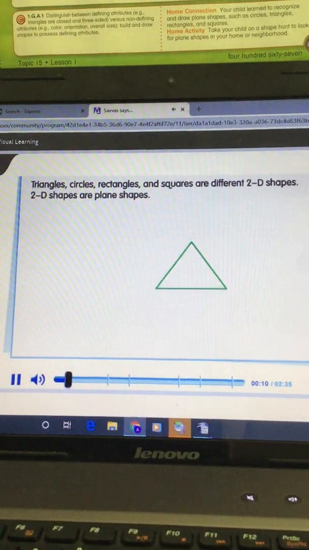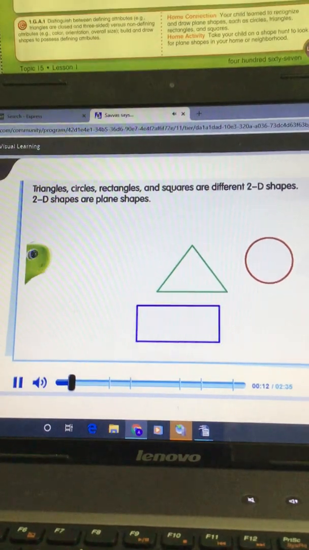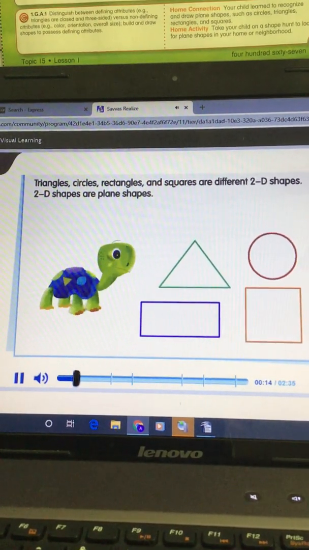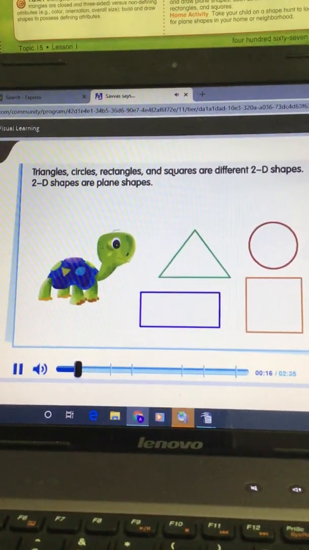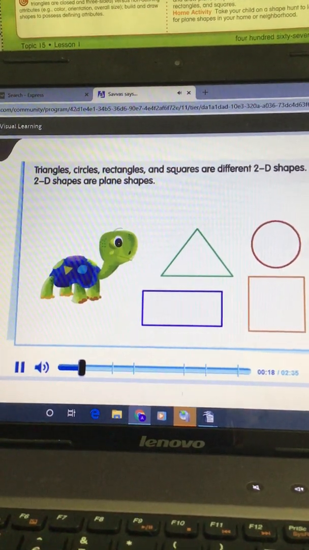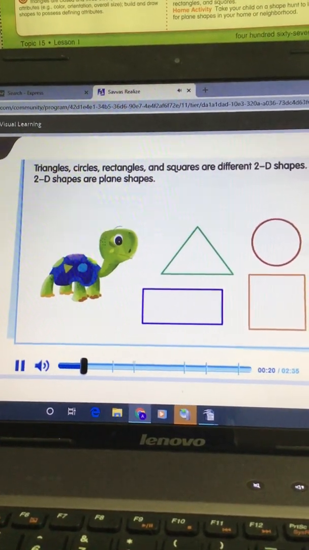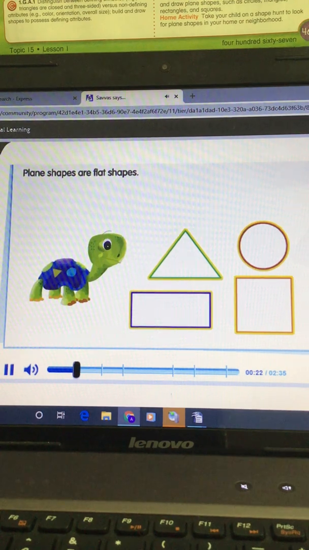Triangles, circles, rectangles, and squares are different 2D shapes. 2D shapes are plane shapes. Plane shapes are flat shapes.